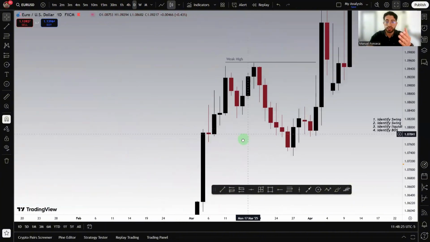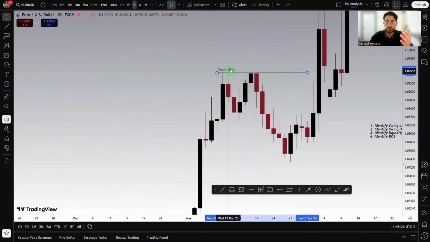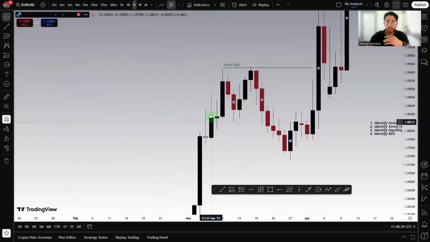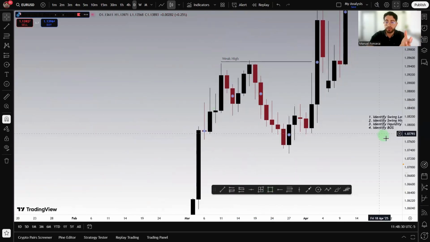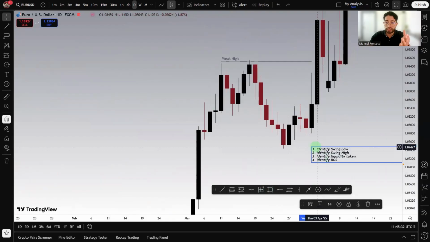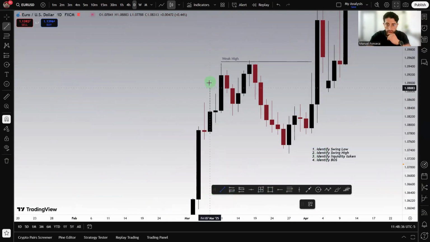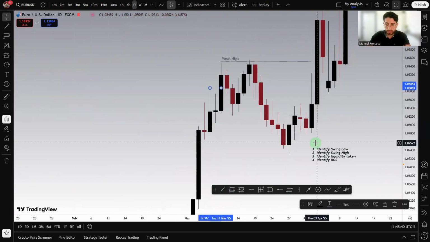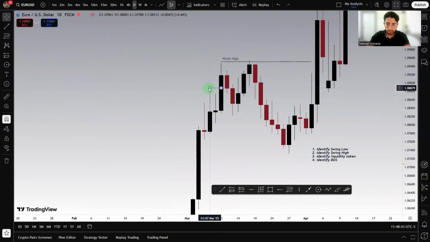So, for example, in this case, this is a weak high. Does this high have this confirmation? Let's verify it. Now, this would be a swing high. Yes. Why? Because it's higher than the one on the left and higher than the one on the right. But look at the next.